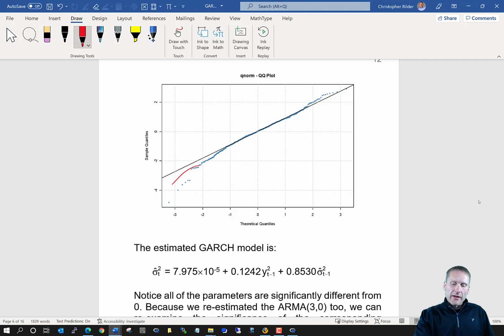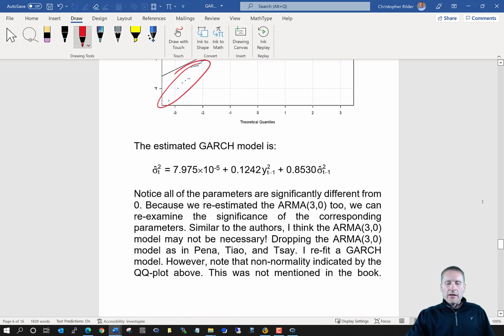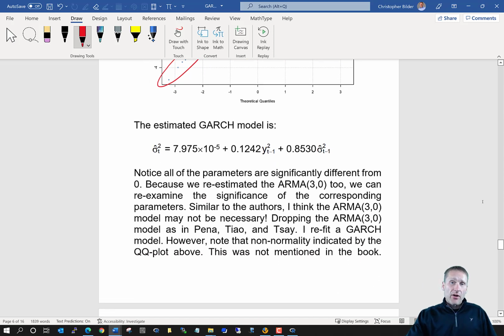Here's our QQ plot. Here's a little bit of a deviation from normality, unfortunately. So the estimated GARCH model now looks like this. Notice here is my beta hat 1, which we really hadn't seen before.